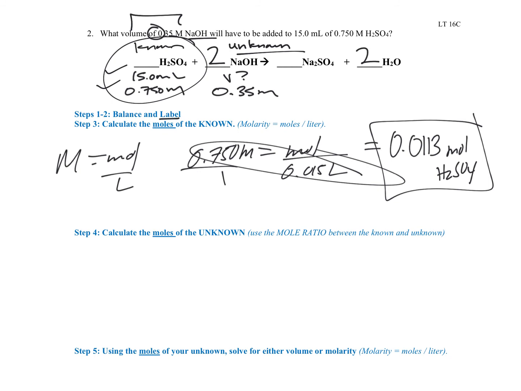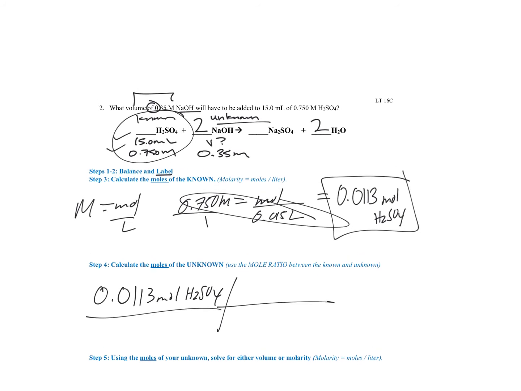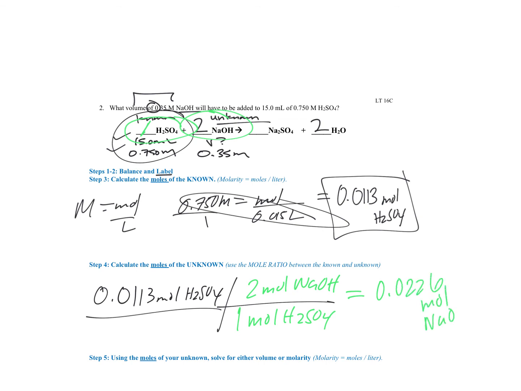And so then we are going to now solve for the moles of our unknown, which is the base in this example. And to do that, we are going to start with the moles of our known, 0.0113 sulfuric acid. And we are going to use our mole ratio to make sure our moles are proportional to each other. So looking at our balanced equation, sulfuric acid has a mole ratio of 1. So for every 1 mole of sulfuric acid, there are 2 moles of sodium hydroxide needed so that they are equivalent. So 0.0113 times 2 gives us 0.0226 moles of our base.